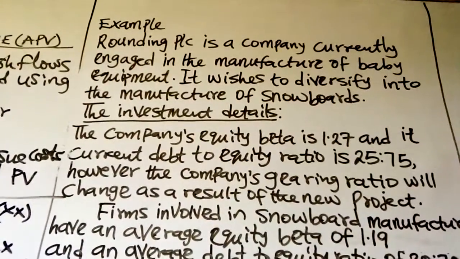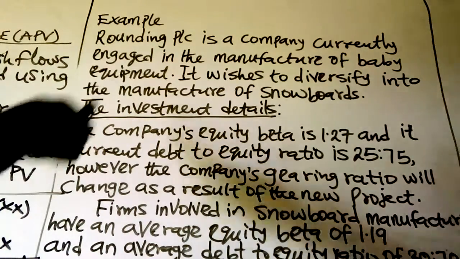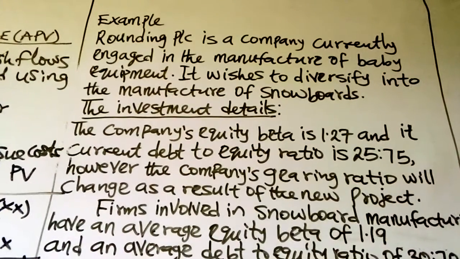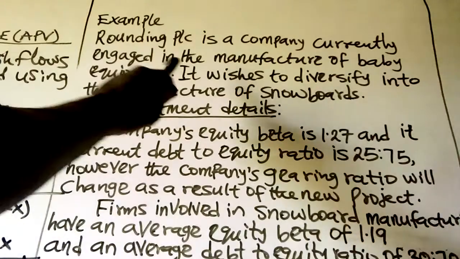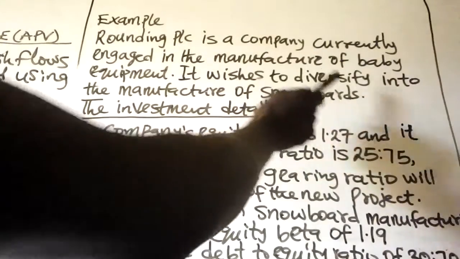So, the question now. Randing PLC is a company currently engaged in the manufacture of baby equipment. It wishes to diversify into manufacture of snowboards.